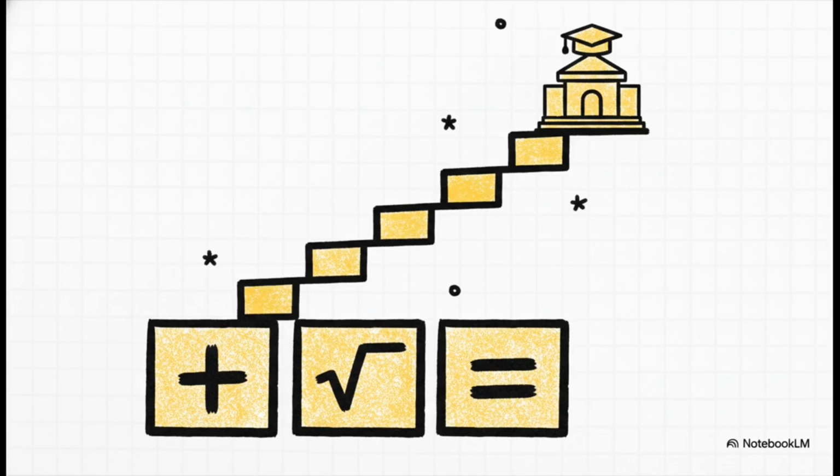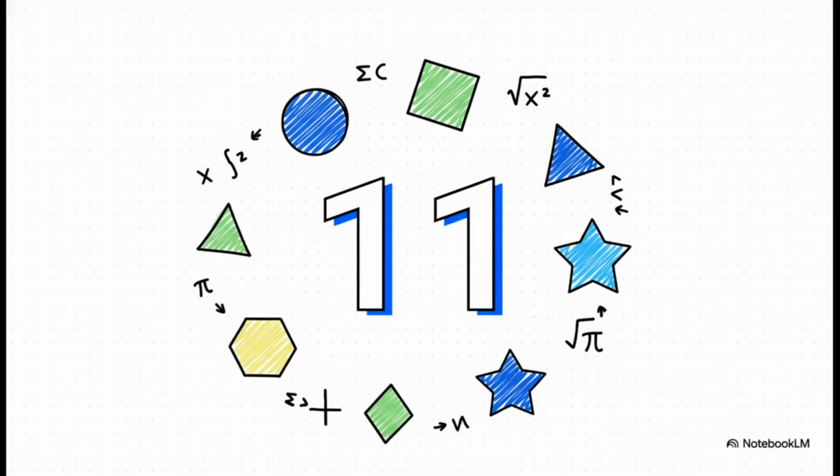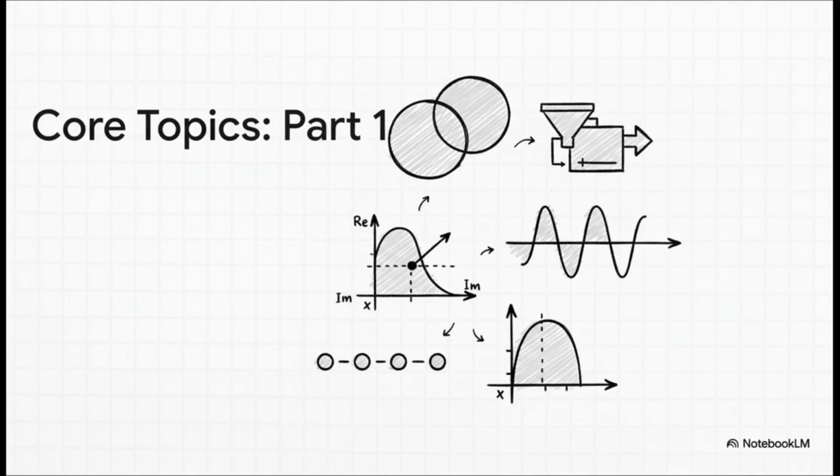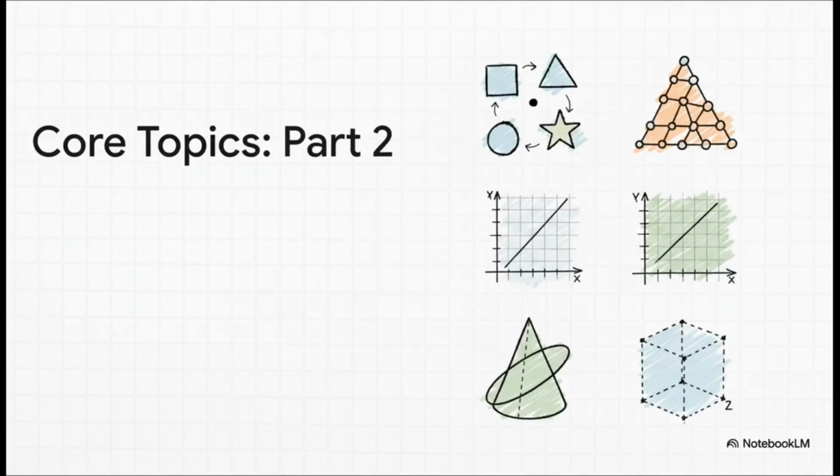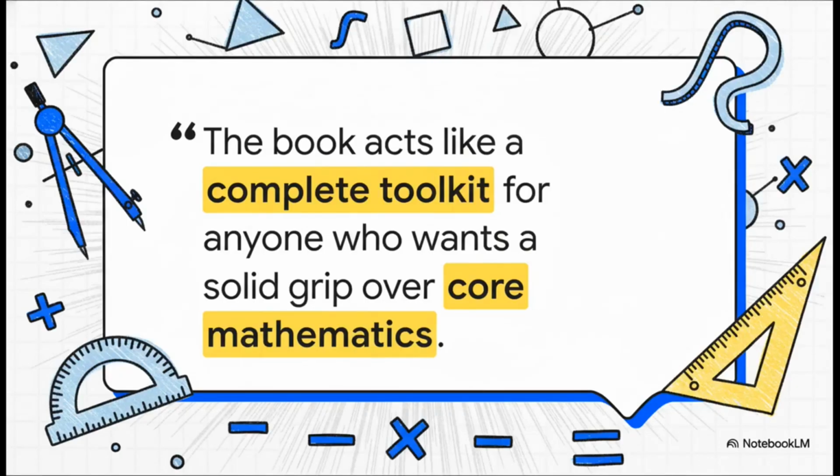Think of this course as your complete math toolkit. We're going to get you fully equipped. Your entire journey here is built around 11 core topics to get you prepared. We start with the absolute fundamentals, set theory, functions, the essential building blocks. And from there, we'll build up to more powerful concepts like permutations and even 3D geometry. It really is a complete toolkit, giving you that solid grip you need on core math.